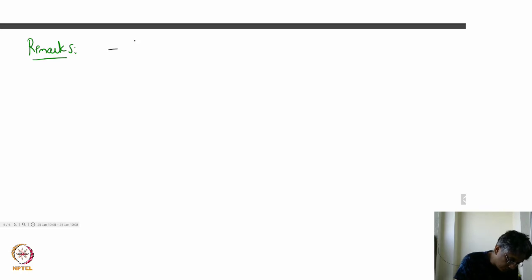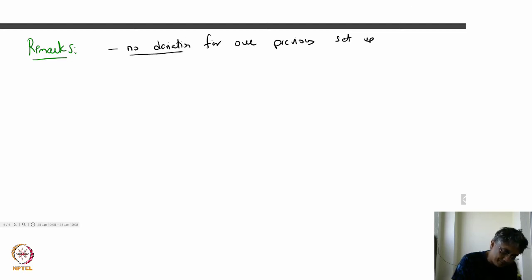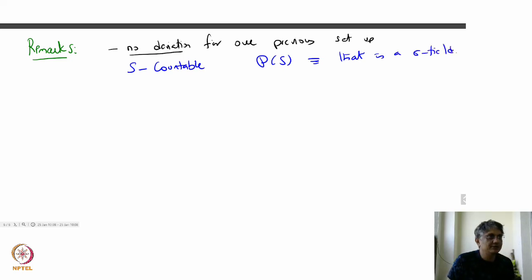So there is no deviation from our previous setup in some sense. Because note that if S is countable, then if you take the power set of S, that is a sigma field. So there's no real problem.